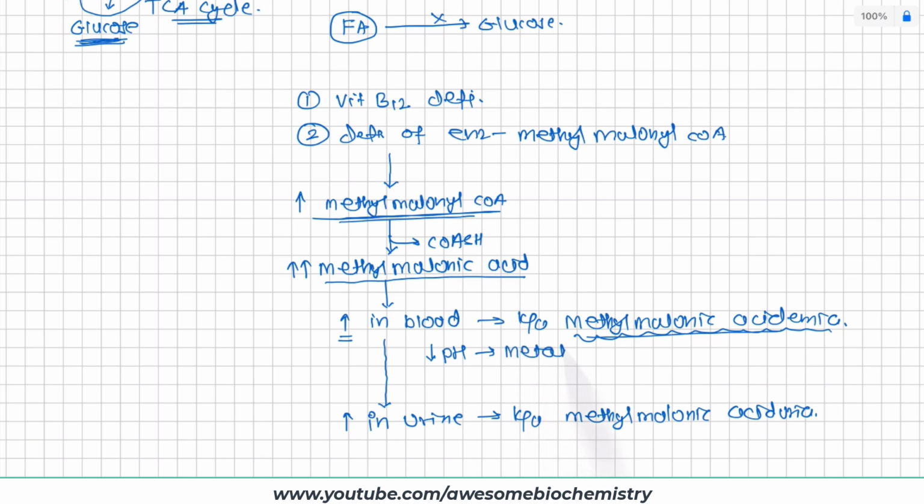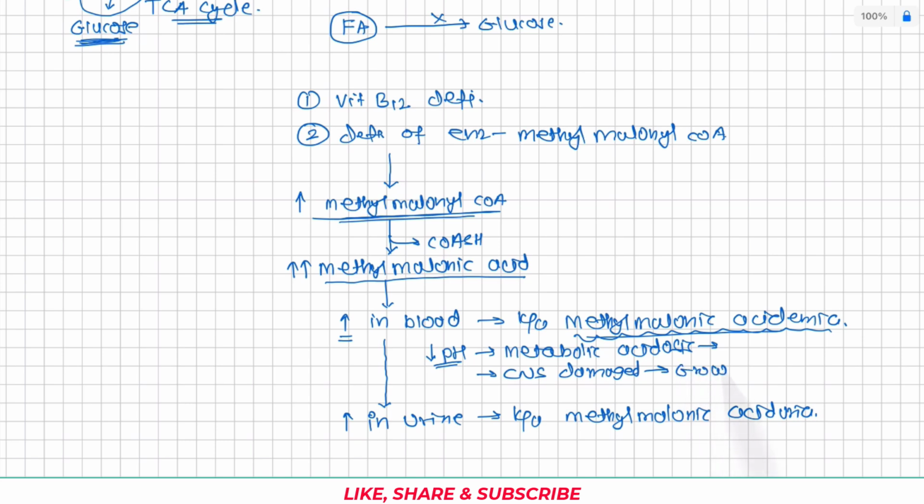metabolic acidosis. This is a very dangerous condition because we know that all the enzymes in our body are very, very sensitive to pH, to the acidity or alkalinity. And if the pH of blood is shifted, then most of the enzymes in our body stop working or do not function properly. So this is a very serious condition. This also leads to CNS damage, the nervous system gets damaged, and in small children, it leads to growth retardation. And if this is not treated, then it is going to be fatal in early life.